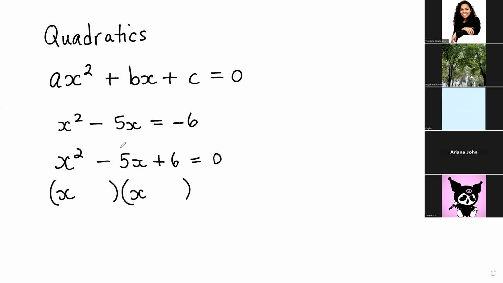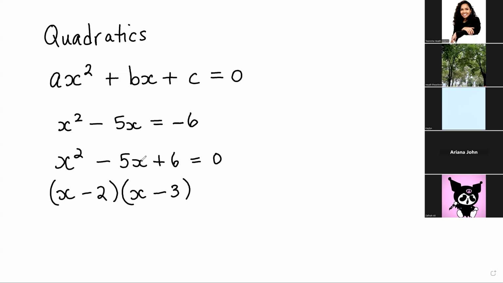Now, I don't know if you guys remember, but I told you before, once C in the equation is positive and B is negative, the two factors are always going to be negative, right? So the two factors of 6 that would add or subtract to give me -5 and at the same time multiply to give me +6 will be -2 and -3, because -2 times -3 will give me +6 and -2 take away 3 gives me -5.